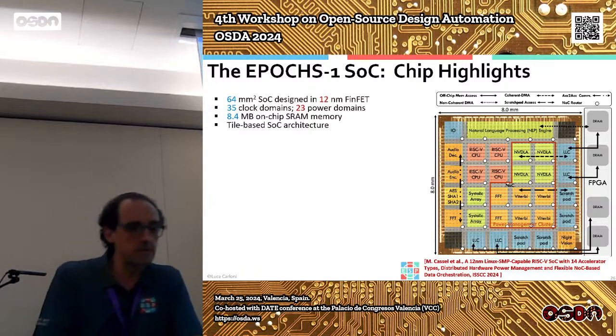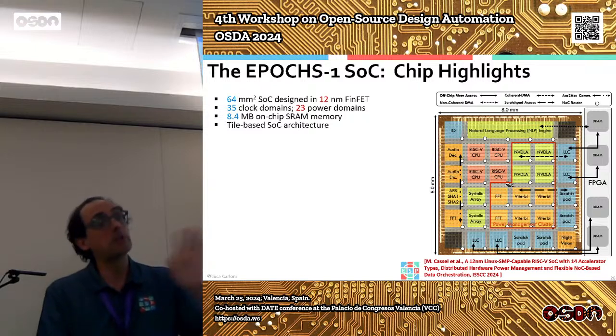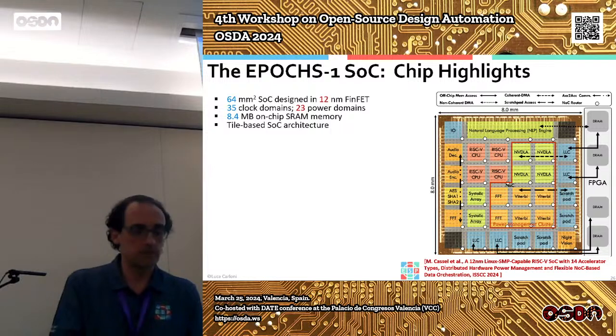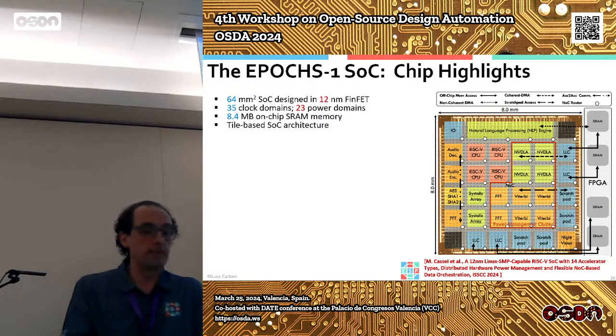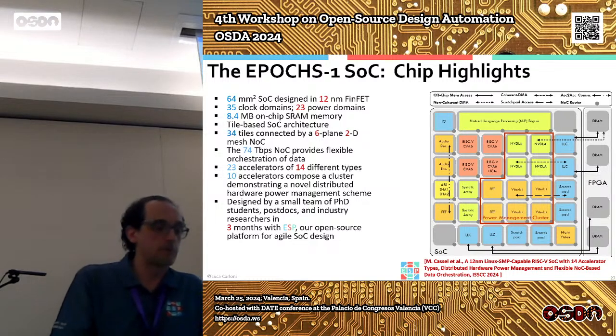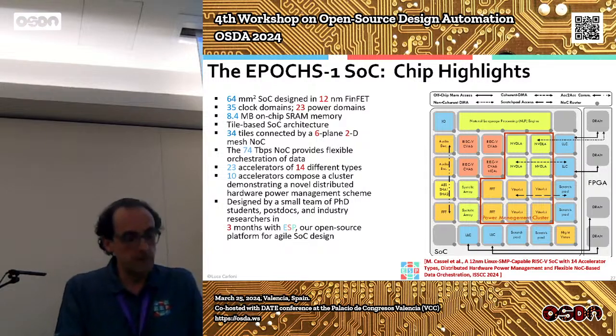It's a 64 millimeter square SoC with 35 clock domains, 23 power domains. So we have quite a bit of scalability at runtime of deciding how each tile operates in terms of frequency and voltage. 8.4 megabit of on-chip SRAM, 34 tiles connected by a 6-plane 2D mesh network on chip that provides 74 terabit per second. It has 23 accelerators of 14 different types.